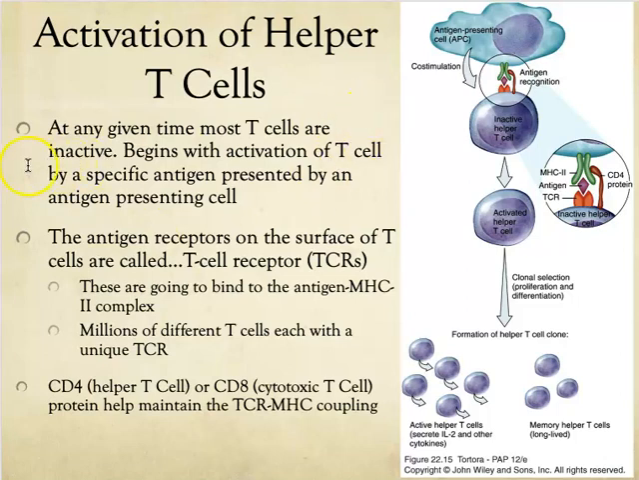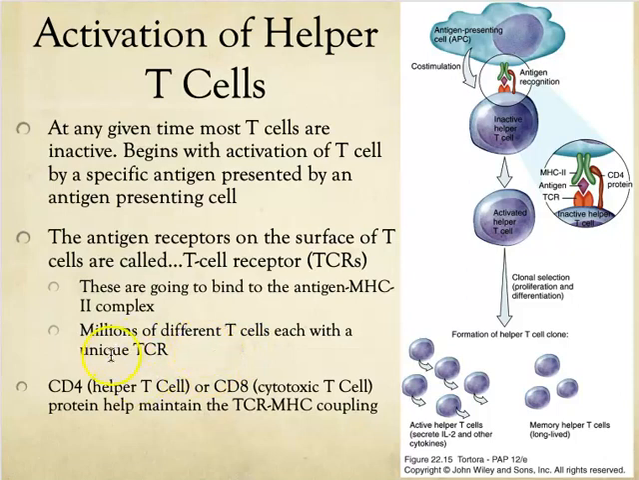Okay. So at any given time, most of your T cells are inactive. The way that we activate, first we'll start with the activation of helper T cells. It'll be a little bit easier to think of it in that order. The antigen receptors on the surface of T cells are called T cell receptors. And these are what will bind to the MHC2. Again, we're talking helper T cells. So remember, MHC2 are on the surface of antigen-presenting cells. And then, again, millions of these different T cells, each will have a unique T cell receptor, which will respond to a unique epitope.